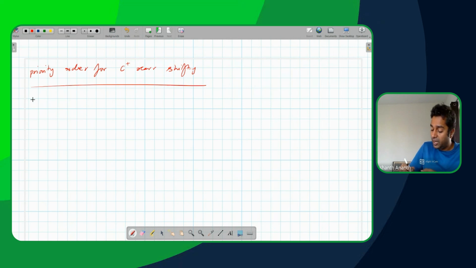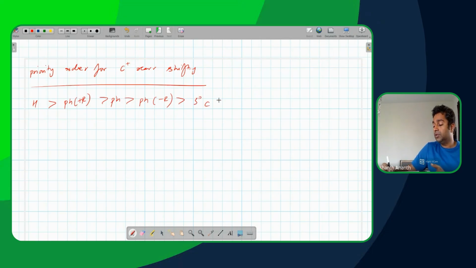So effectively, you'll end up having hydrogen or hydride shift being the best. Then any benzene ring with a plus R, then a plain benzene ring, then a benzene ring with a minus R. Then a tertiary carbon, then secondary carbon, then primary carbon, and then methyl. Methyl is one of the worst things to shift.